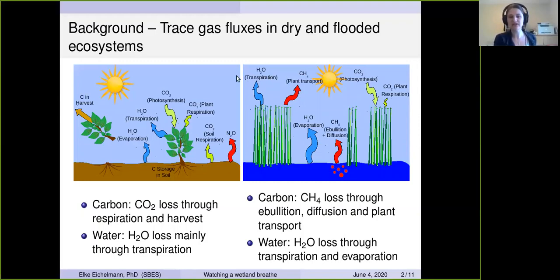So looking at the water fluxes, we can also imagine that evaporation component might change quite significantly when we move from a dry system to something that has water available at the surface at all times. That's what I want to look at in a little bit more detail today, and show some of the research that I've done in that area.